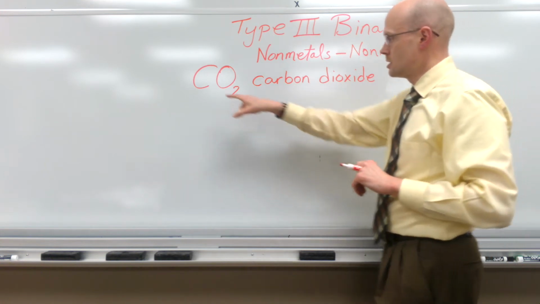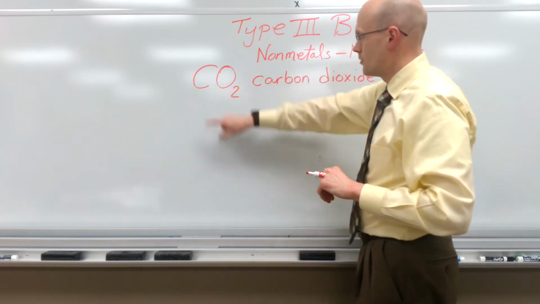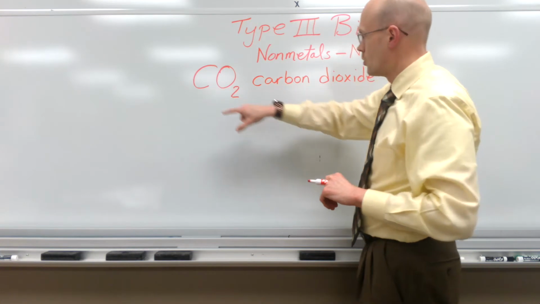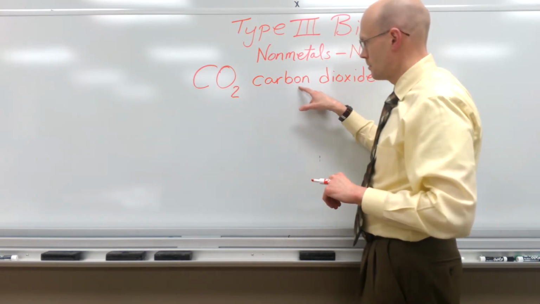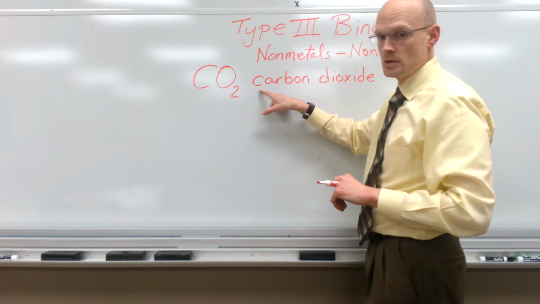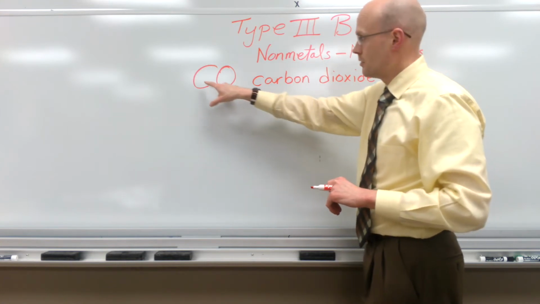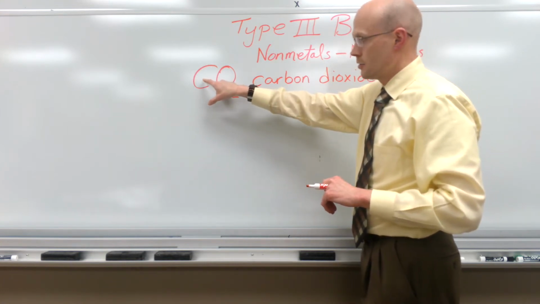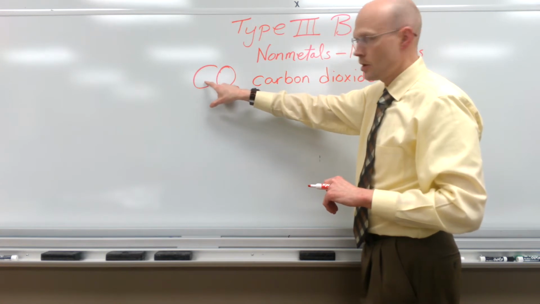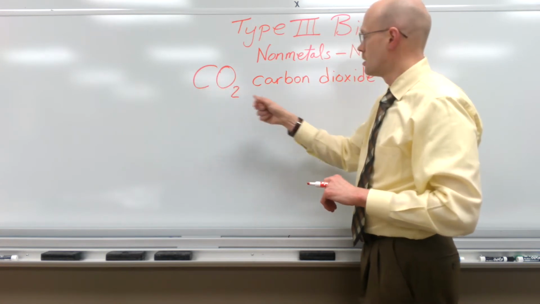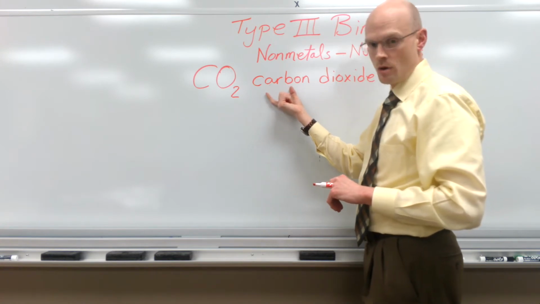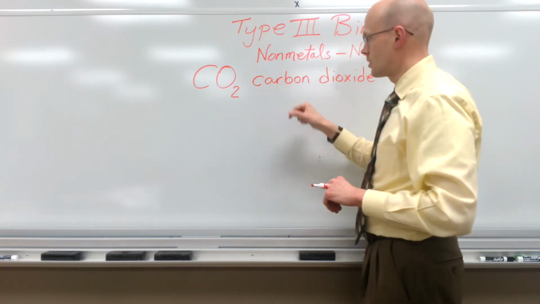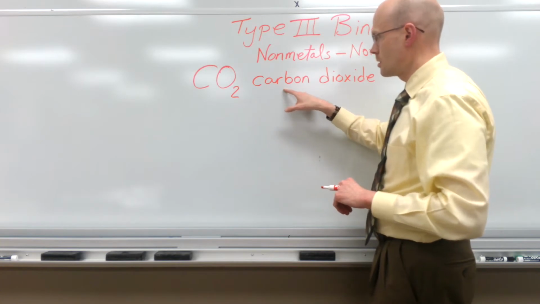So what we do is we take our formula, the first element, we name it as it is, carbon. We do not typically say monocarbon. If the first element, if there's only one of them present, so just one carbon, we don't say monocarbon, we just represent it as carbon. Okay. It's inferred that there's one carbon.